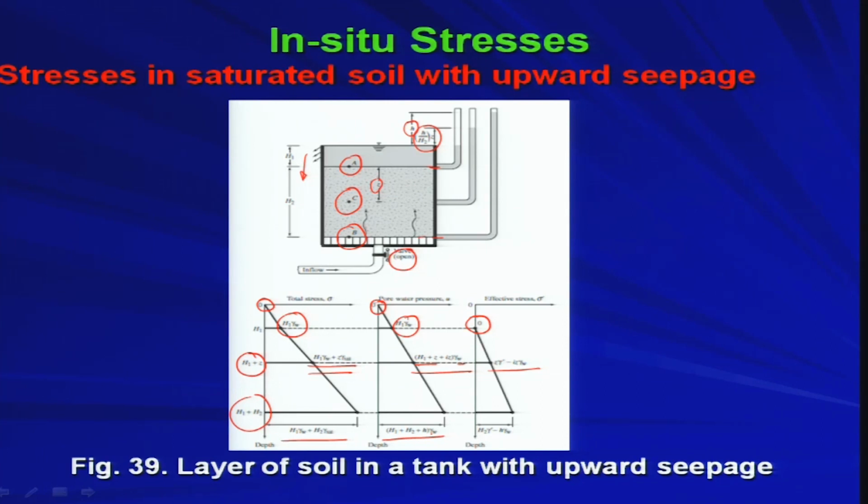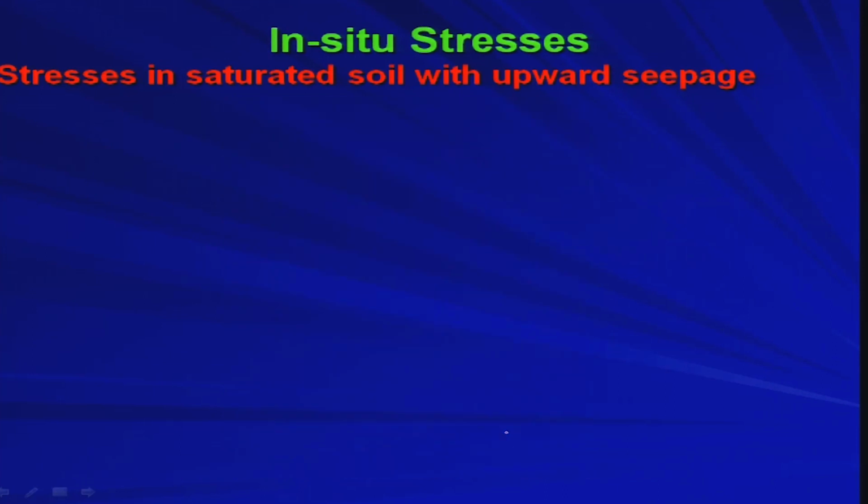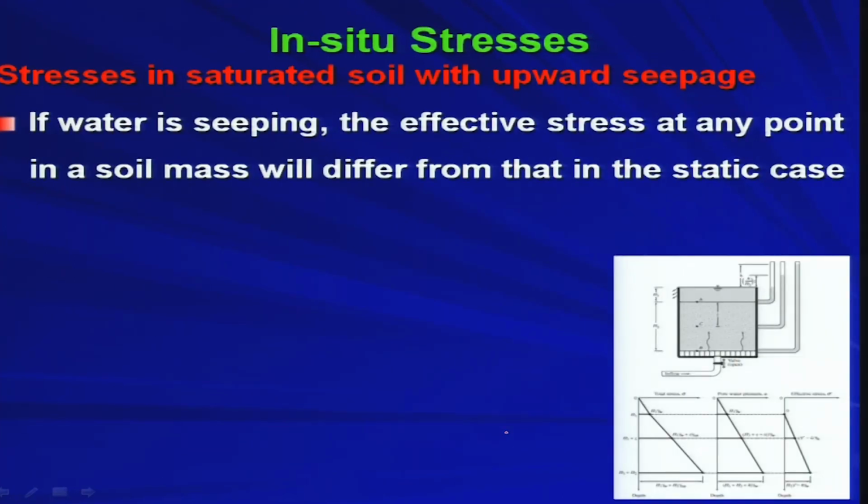Now, what about the effective stress? That is H2 into gamma prime, which was there earlier, minus small h into gamma w, which is the reduction happening in the effective stress. Now, we will see those things in equation form and try to derive them. If water is seeping, the effective stress at any point in a soil mass will differ from that in the static case, right.